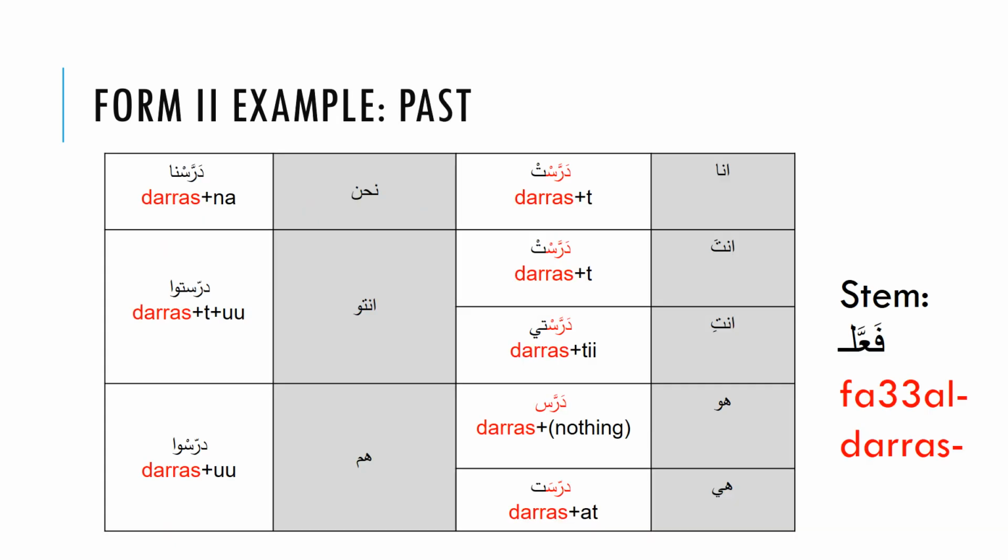But if we want to talk about teaching, I taught, we just look at that chart and we see that the past tense huwa form is fa''ala, and we can just sub in the letters da, ra, and sa for that. And you'll notice I use 3s for the ayn just because I think it's easy to see that way and we don't have a letter for it in English. But then it's ana darrast, inta darrast, inti darrasti, huwa darras, hiya darraset, نحن درسنا, انتو درستو, هم درسوا. But notice, we can just stick it right in there.